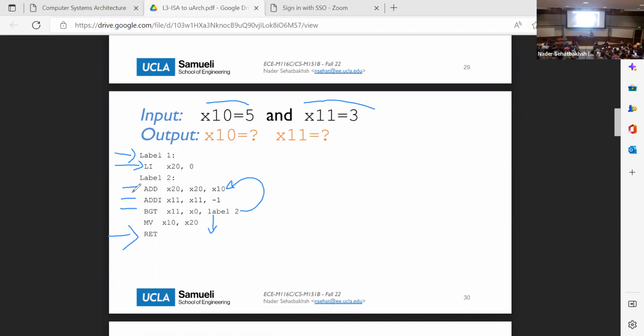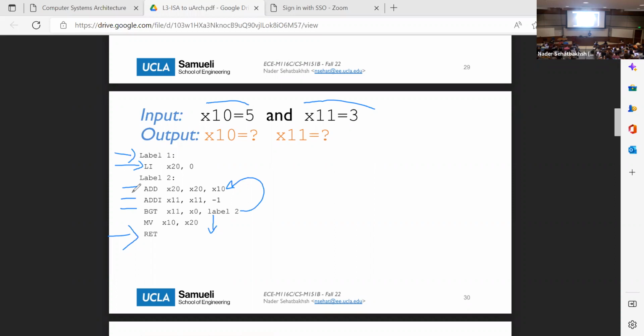Anybody? $15 and 0. Anybody with a different answer? Anybody can tell what this function basically does? It's a mathematical function. Which is multiply, right? This is a multiply function, right?